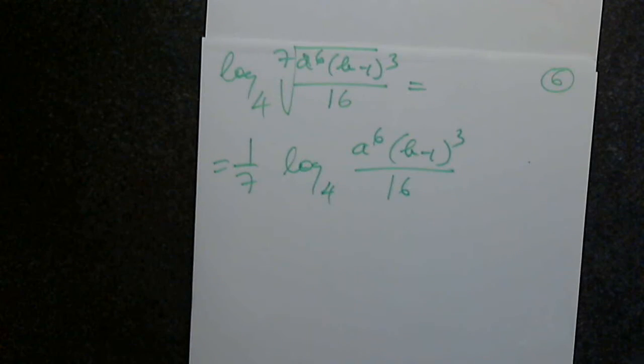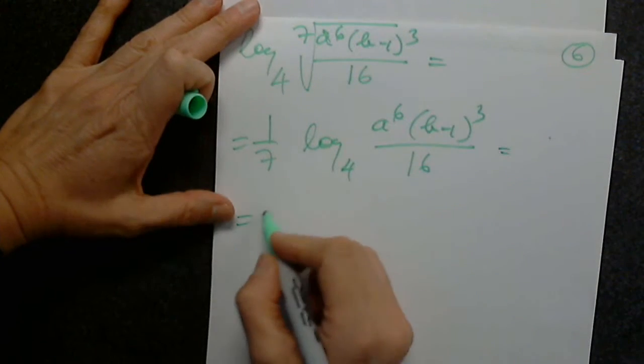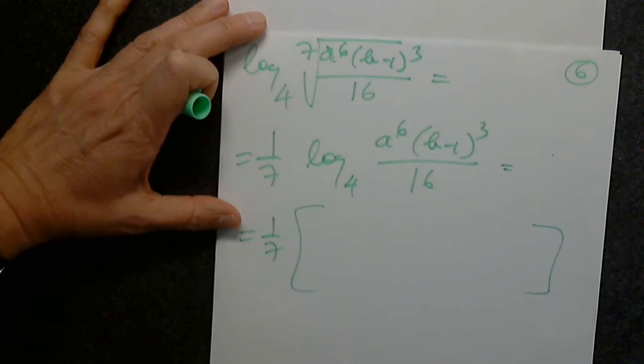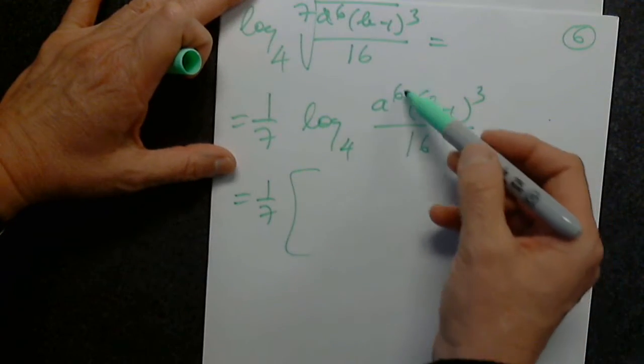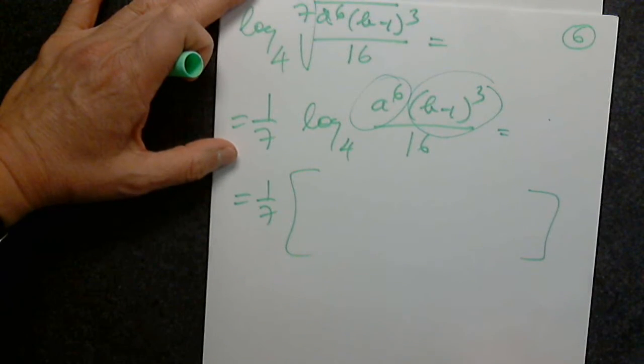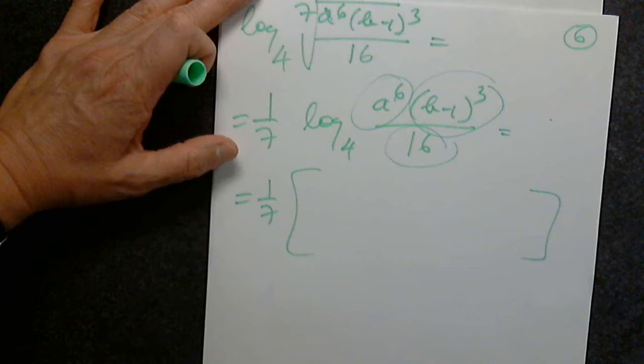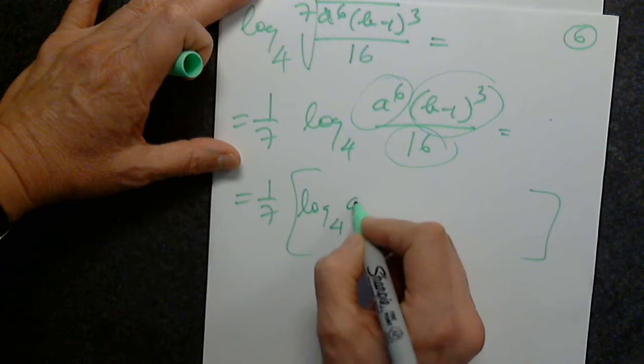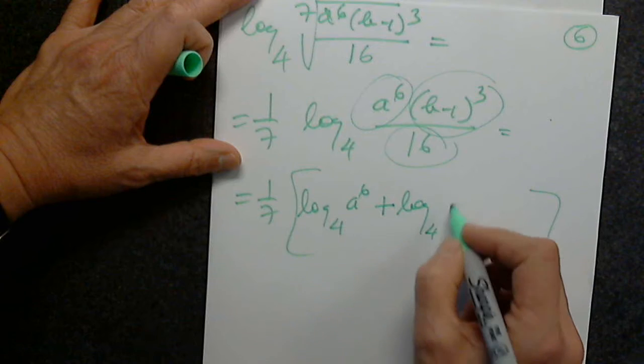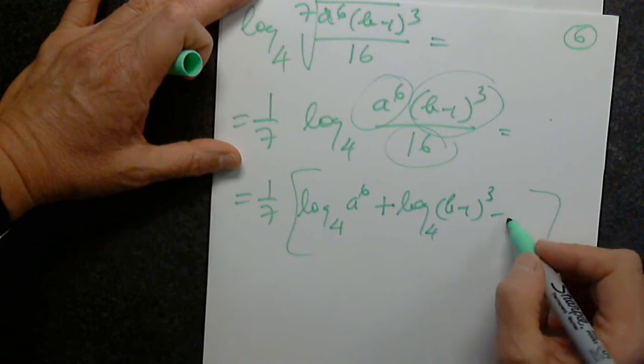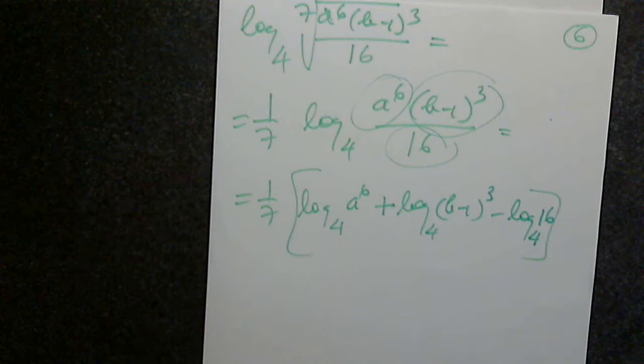And last time we talked about it. It's okay if you write everything under, but it's more hurting to the eye, right? It's a big fraction with a denominator. So what I recommend is put 1 over 7 in front and make it weight. So quantities that come from the top will have plus in front. Quantity that comes from the denominator will have negative in front. So this is log base 4 of a to the 6th plus log base 4 of b minus 1 to the 3rd, but minus log base 4 of 16. That's why I emphasize that from the very beginning, because it makes it a little bit easier.